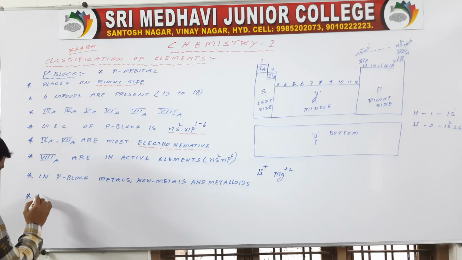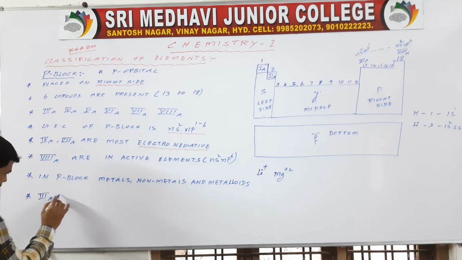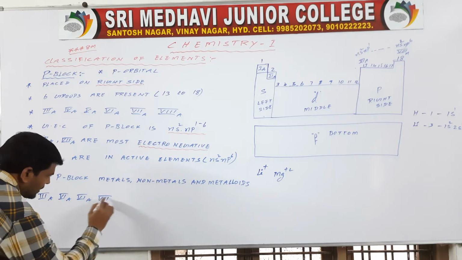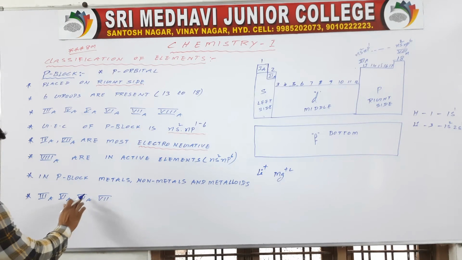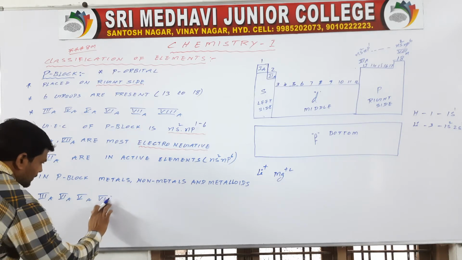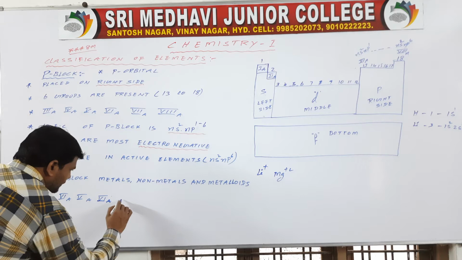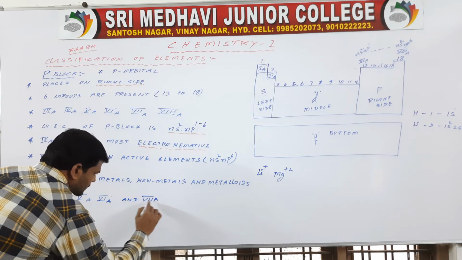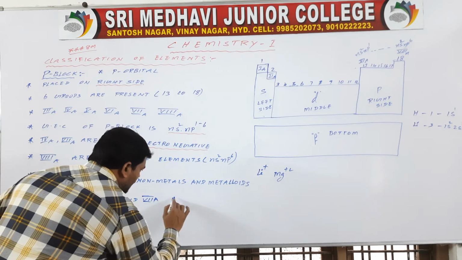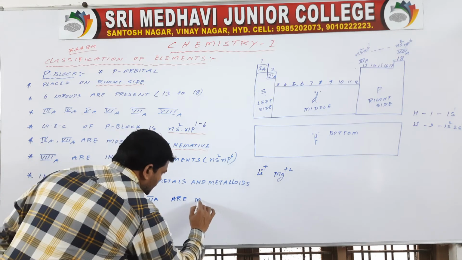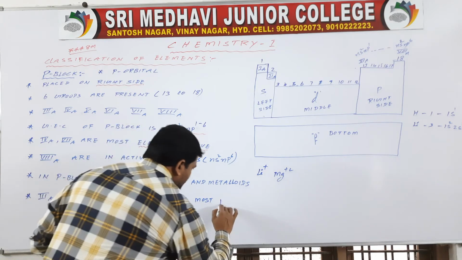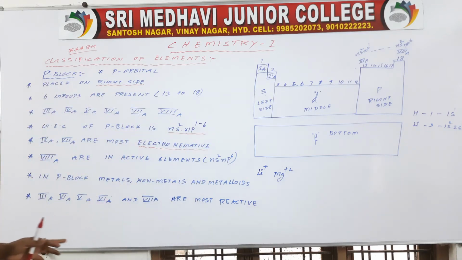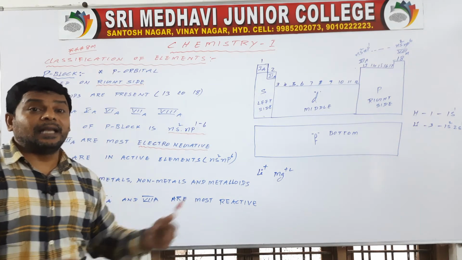So here, third A, fourth A, fifth A, sixth A and seventh A are most reactive due to presence of unpaired electrons.